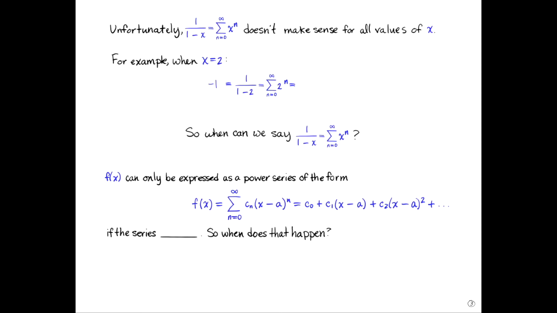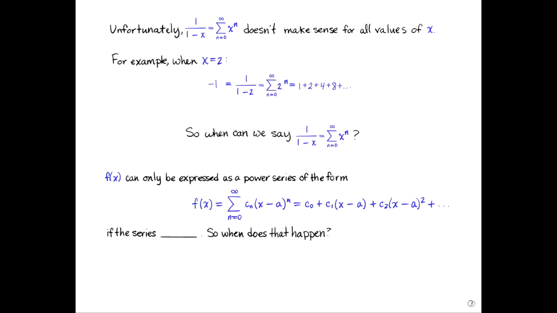Writing this out longhand, when n is 0, we have 1, plus when n is 1, we have 2, plus 4, plus 8, and we would go on forever. Clearly, the right-hand side of this equation is not equal to the left-hand side. So when can we express a function as a power series?